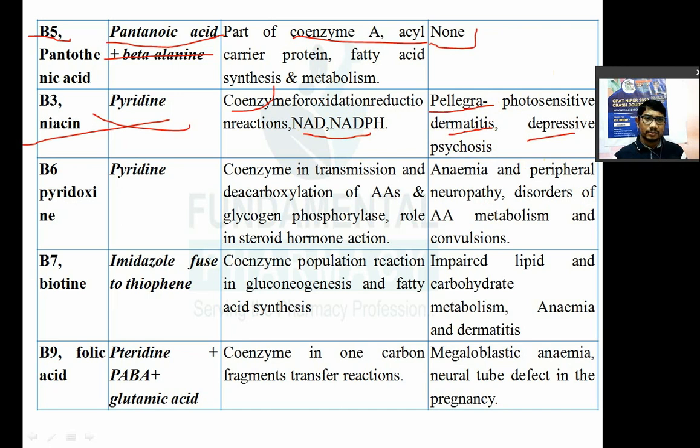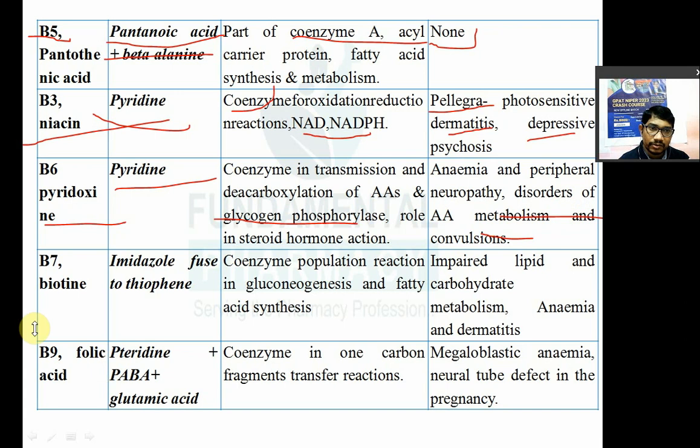Now next one is vitamin B6, known as pyridoxine. It also has a pyridine ring. It is a coenzyme for decarboxylation of amino acids and also required for the glycogen phosphorylase enzyme. It has a role in steroid hormone action. Deficiency of vitamin B6 results in anemia, peripheral neuropathy, and disorders of amino acid metabolism. It can also cause convulsions. If vitamin B6 deficiency occurs, you can get epilepsy.